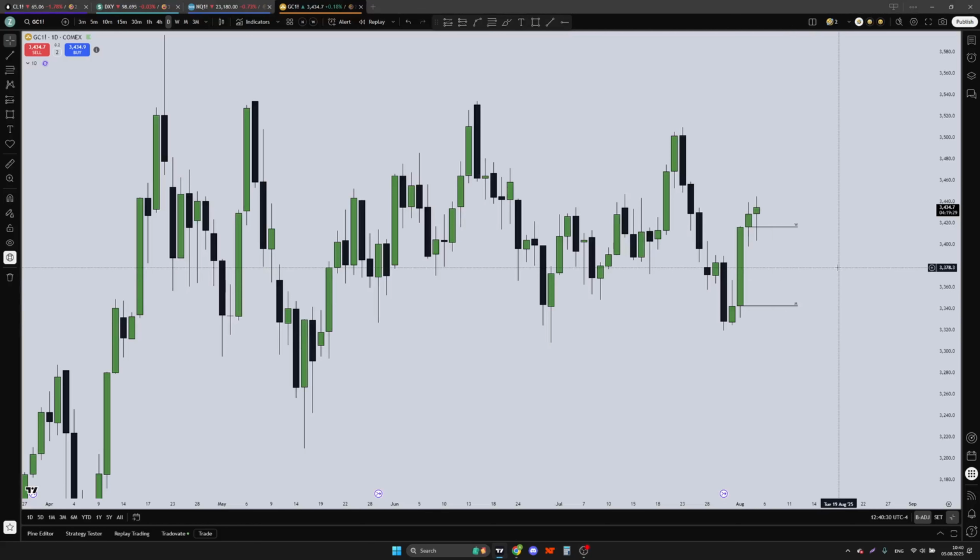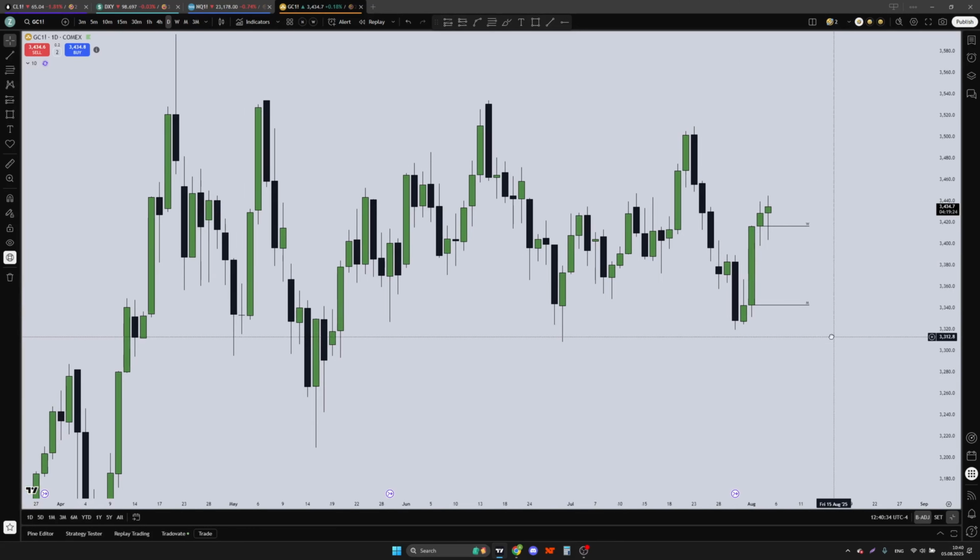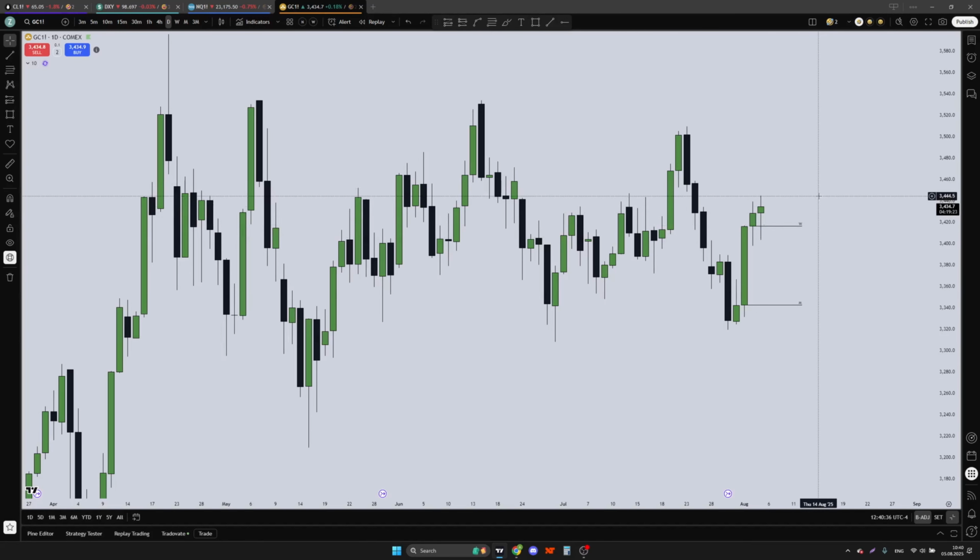Okay, so let me show you my today's gold trade recap. Now, the first thing I do is I try to determine my draw liquidity, and I'm mainly using the higher time frame charts like weekly, daily, and 4-hour charts.